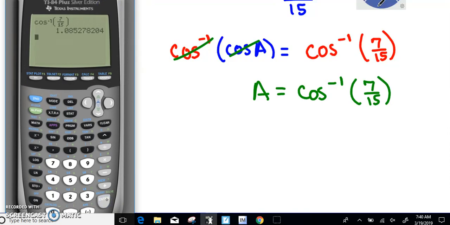uh-oh, that's not the right answer. What did we do wrong? Make sure we're in the correct mode, because I bet I'm in radian mode right now. Look at that, radian mode. We have to be in degree mode, because we're talking about degrees here. So make sure we're in the right mode. And then we bring it back up again. There we go. It looks a whole lot better.